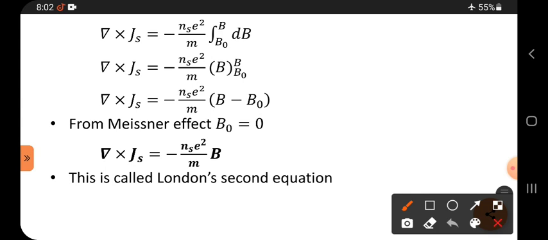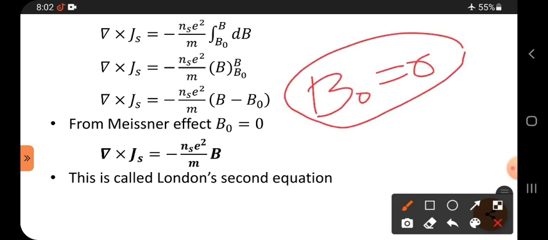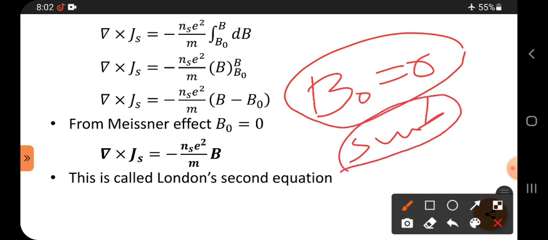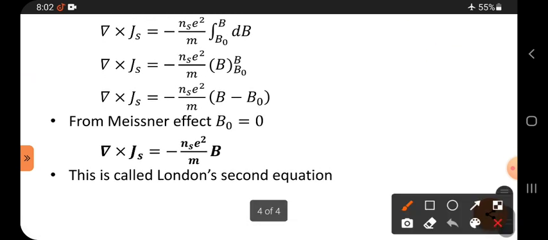From the Meissner effect, b naught is equal to 0. The Meissner effect explained to us that when a superconductor is cooled in the presence of a magnetic field, when the magnetic field reaches a particular value, then magnetic lines of force cannot penetrate through the substance. Cannot penetrate through the substance means the magnetic field cannot be present inside it, so its value is 0. So that is why in the place of b naught simply write 0.